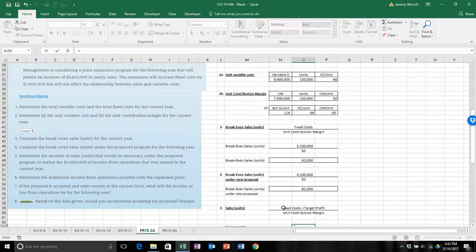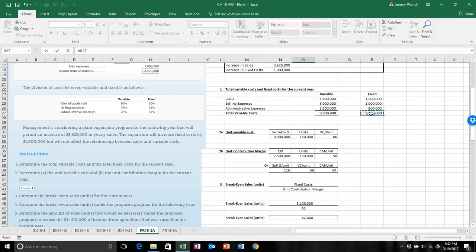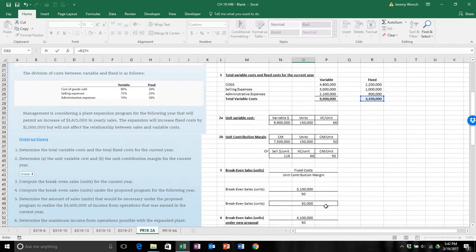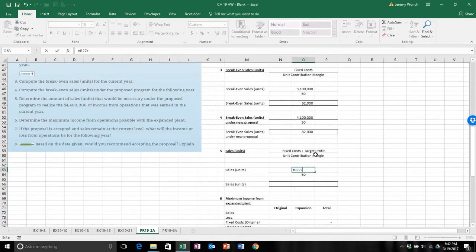So 3.1 million will get us to break even, but we don't want to just break even. We want to reach a target profit. So I think it's asking here under the proposed program. Okay, so it's asking us under this new proposal, so consider expansion.